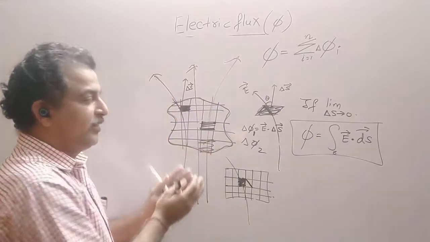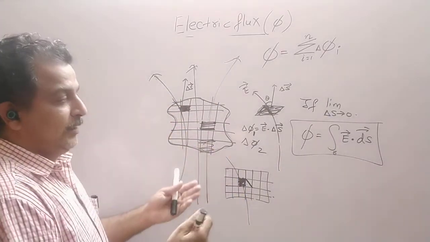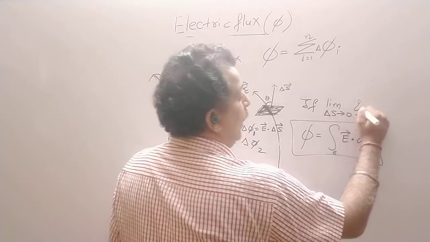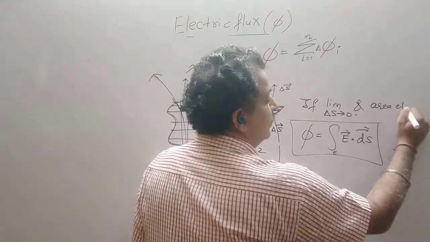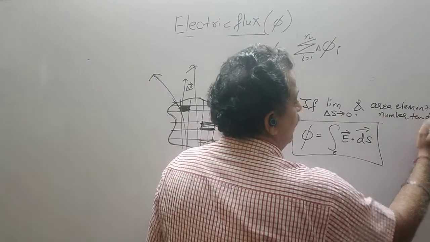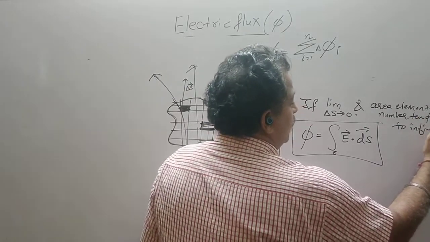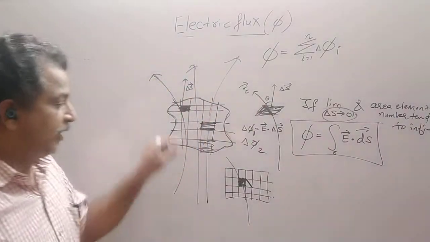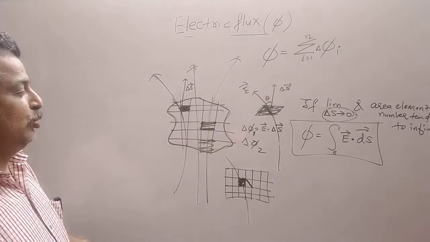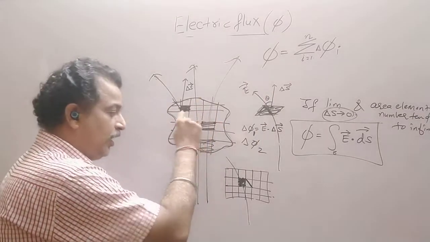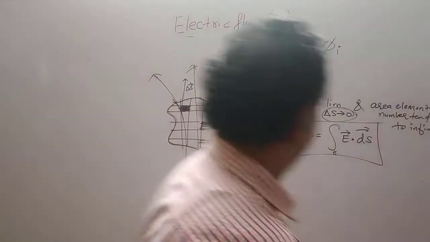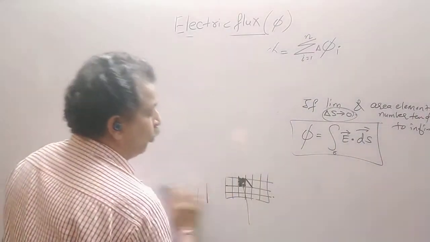And if the elements are not infinite in number, then we can do the summation. But if delta S tends to 0 and the number of area elements tends to infinity, then it is understood that if these area elements are very, very small, the number will increase. So it is not possible to find the flux linked with each element. In this case, we will do the integration of the electric field intensity over the closed surface.